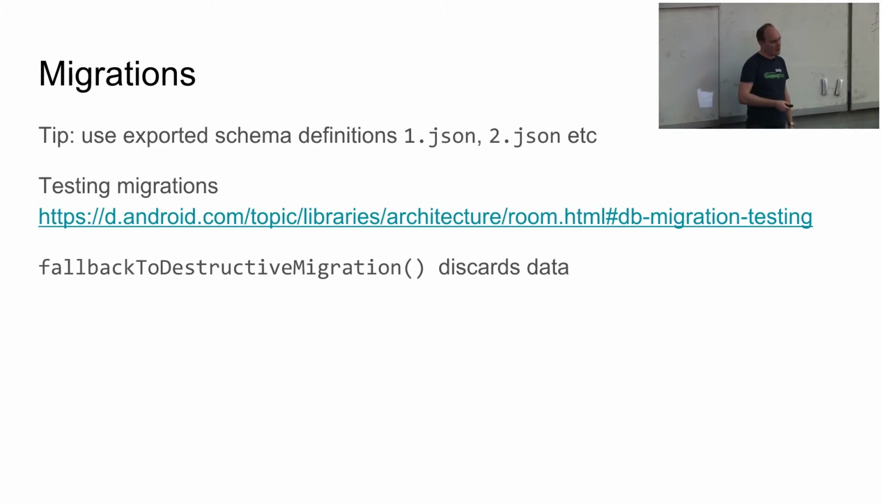write your migrations. And then your only option is to write some tests to make sure that these migrations actually work. And there's a good chapter in the documentation on how this testing works. If you don't care about migration, if you're merely using your database as a cache, you just set the fallback to destructive migration option, and it will just wipe out your database when it doesn't have the proper migrations.